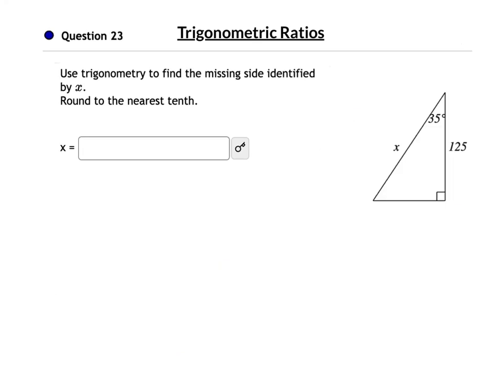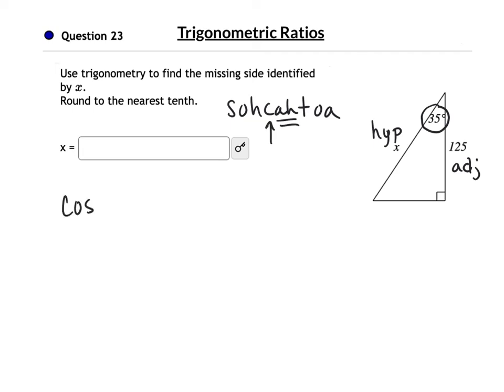Question 23. Our point of reference is 35 degrees. X is the hypotenuse. And 125 is the adjacent. That means next to. So adjacent and hypotenuse. There it is. That's cosine. The cosine of 35 is equal to the adjacent, 125, over the hypotenuse, x.